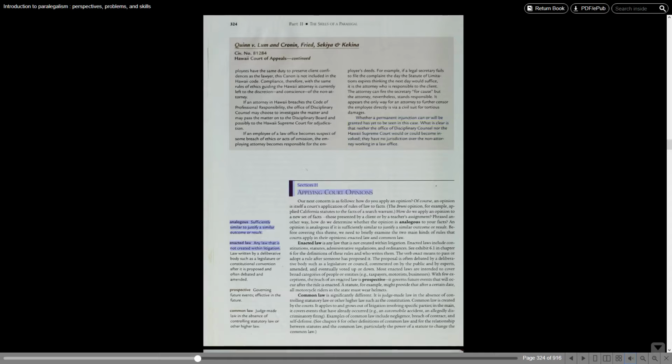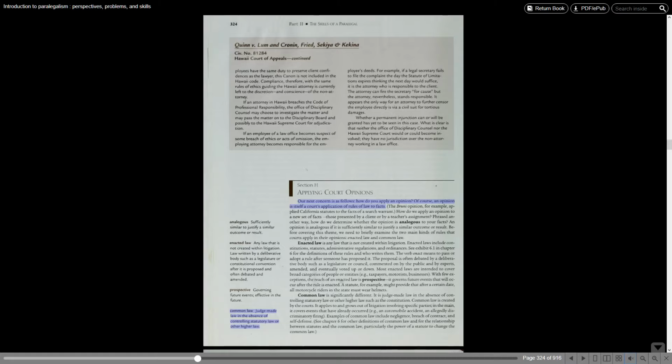Are court opinions analogous, sufficiently similar to justify a similar outcome or result? Enacted law: any law that is not created within litigation. Law written by a deliberative body such as a legislature or constitutional convention after it is proposed, and often debated and amended, prospective, governing future events, effective in the future. Common law: judge-made law, in the absence of controlling statutory law or other higher law.